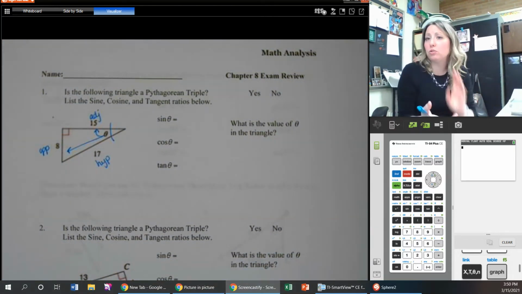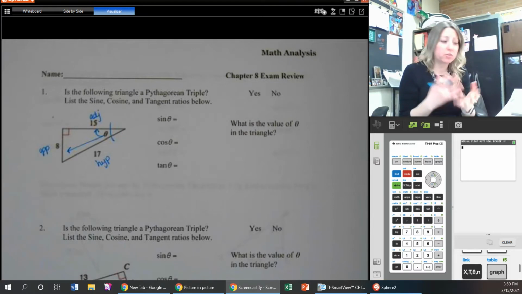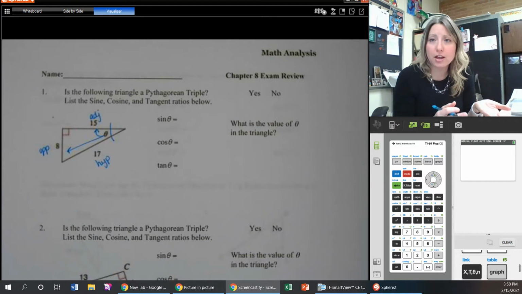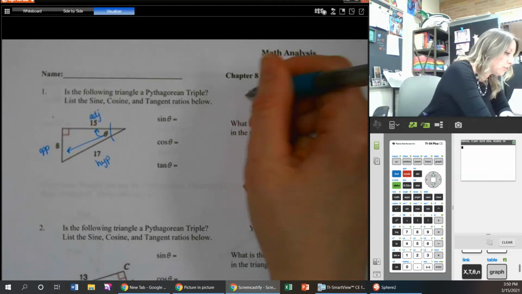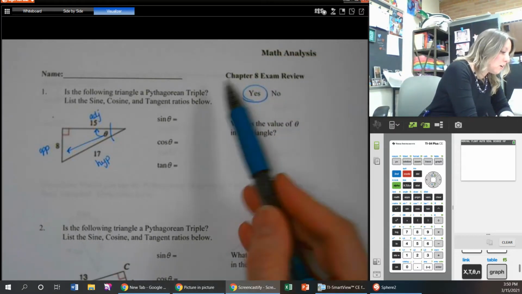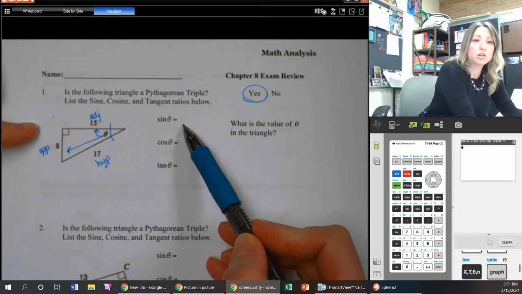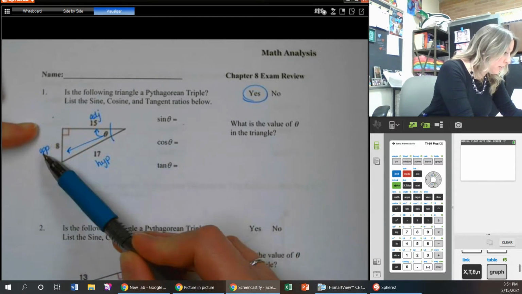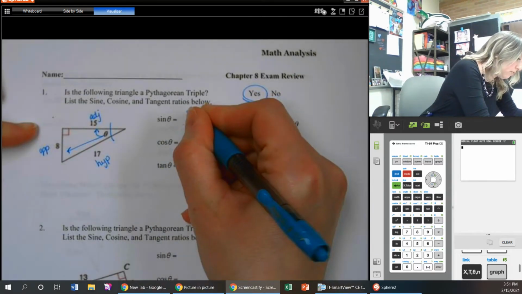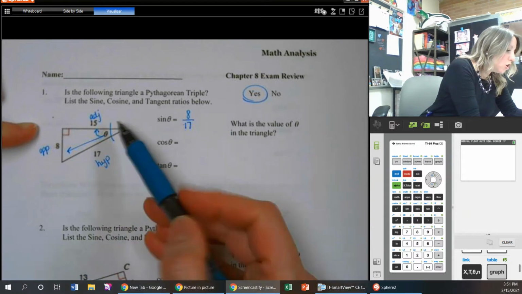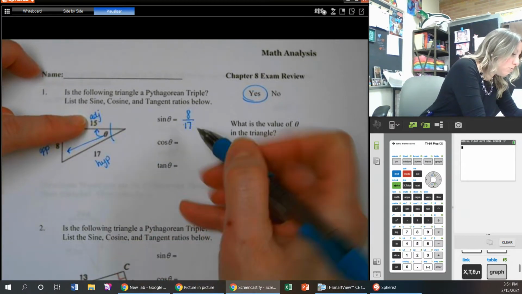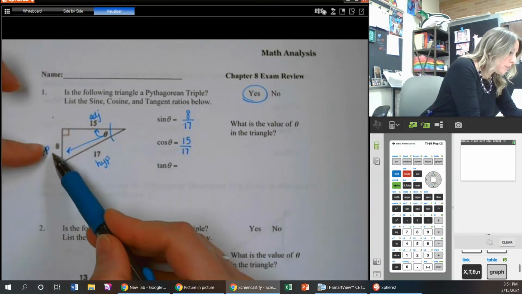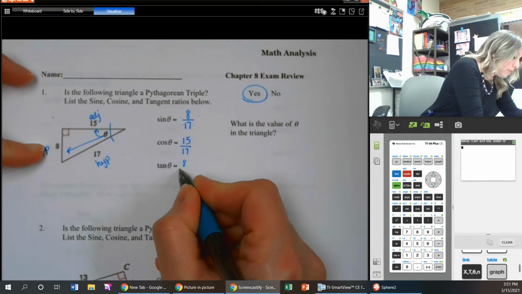I did tell you should probably memorize these Pythagorean triples since they appear so often. So is an 8, 15, 17 a Pythagorean triple? Yep, it is. Let's circle that guy. And what we want to do here is list the sine theta ratio. So sine theta is opposite over hypotenuse, so that'd be 8 over 17. Cosine is adjacent over hypotenuse, that's 15 over 17. And the tangent is opposite over adjacent, that'd be 8 over 15.